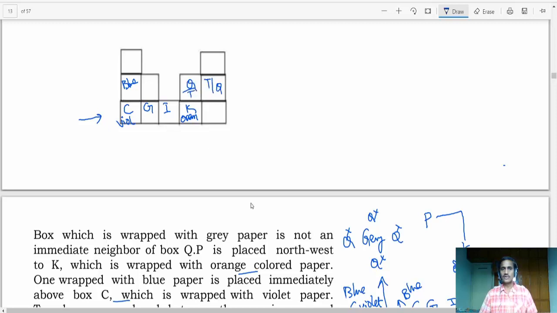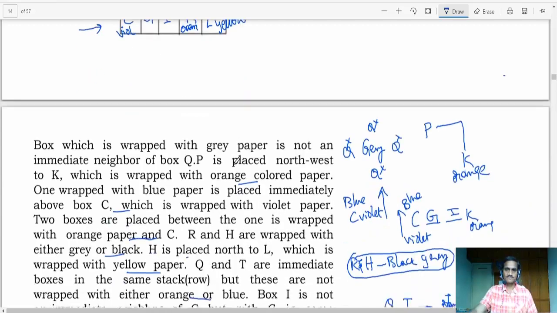Now H is to the north of L, he said. For H to the north of L, the only possibility left is this one. H is to the north of L, and L is yellow in color. That fits. 1, 2, 3, 4, 5 and so on. Then next one.